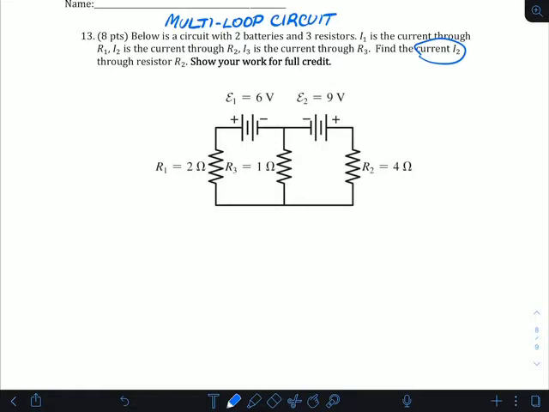Here all the currents are defined. I1 is running through R1, I2 through R2, etc. So right away I'm just going to label my currents. I'm going to suppose that it comes out of the positive lead of the battery or EMF, and then I1 is the current going through R1, and I2 is over here, and I'm going to suppose that I3 going through R3 is up this way.